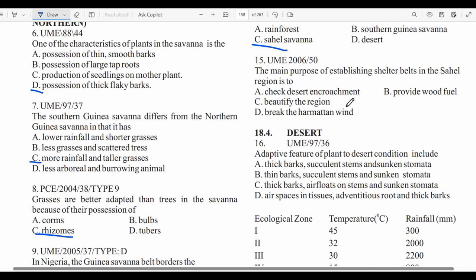Question number 16. It says the adaptive features of plants to desert condition include: A, thick bark, succulent stem, and sunken stomata; B, thin bark, succulent stem, and sunken stomata; C, thick bark, air floats on stems, and sunken stomata; D, air spaces in tissues, advantageous roots and thick bark. Now, what's the priority for any desert plant? Water conservation, right? So you look at the options that will be suitable for water conservation. You must have thick bark, succulent stem, and also sunken stomata. A perfect description of this plant would be maybe aloe vera or the cactus. The right answer is A.